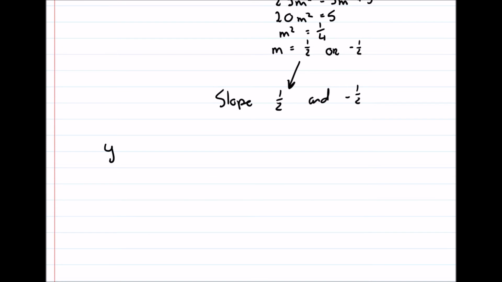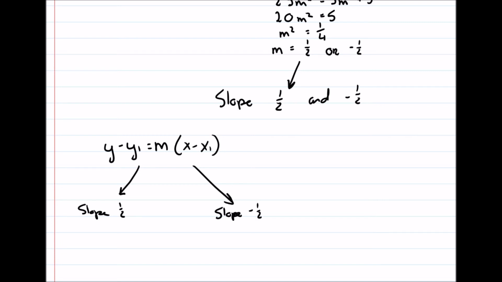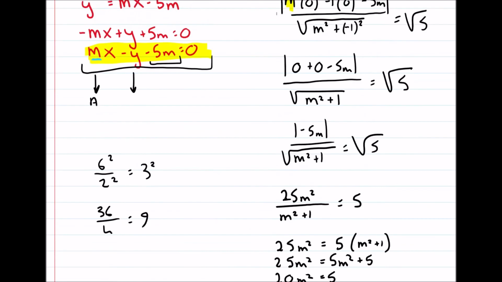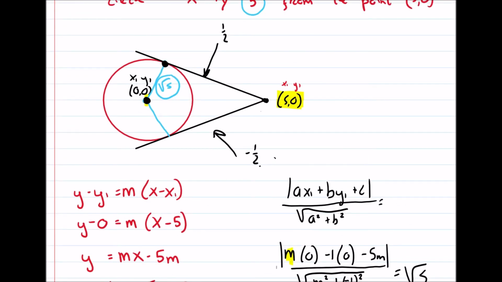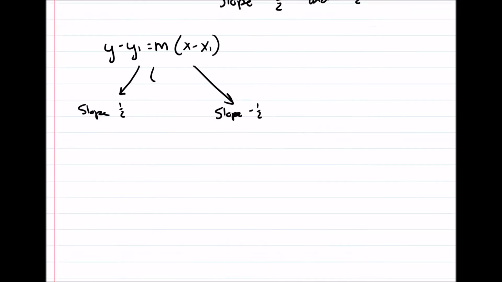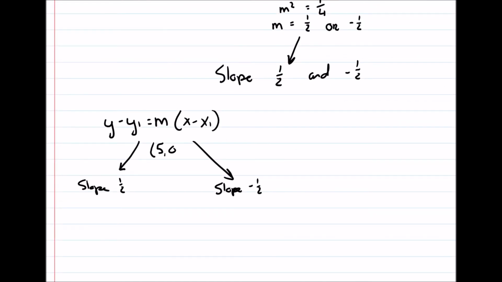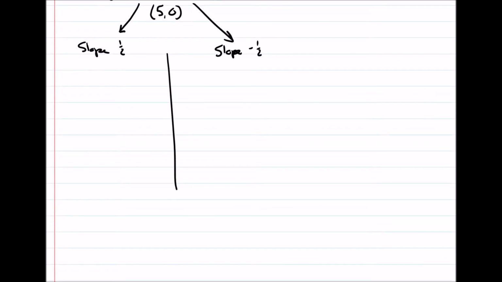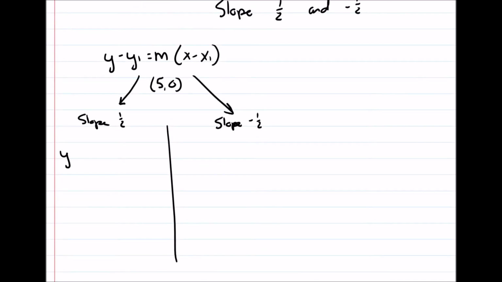We take our y minus y1 equals m times x minus x1 formula, and I'm going to do two sums with the slope being a half and the slope minus a half. And the point for both was, if we look up here, point on the line is 5, 0. Okay, so let's start with this one, with the slope equals a half.